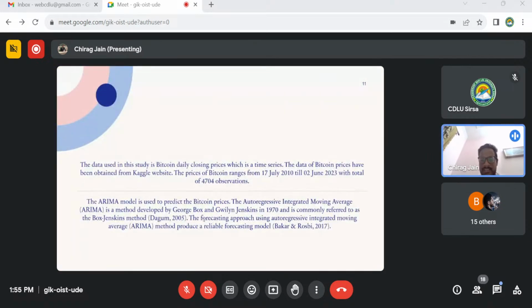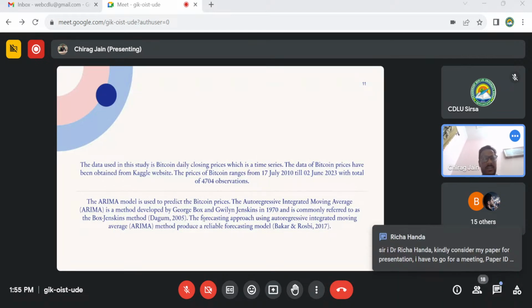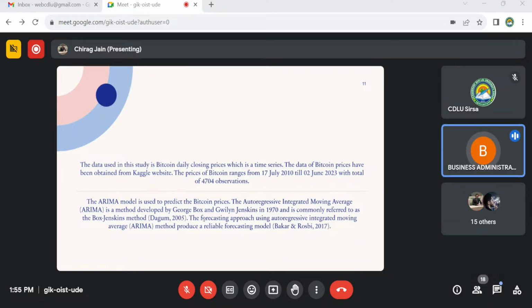So when we talk about investment, the traditional investment avenues like real estate, jewelry, equity, stock market, and debt market were in mind. But with the advent, Chirag, keep to your research work. Yes, sir. So I took Bitcoin and I tried to predict the future price of Bitcoin based on the ARIMA model.